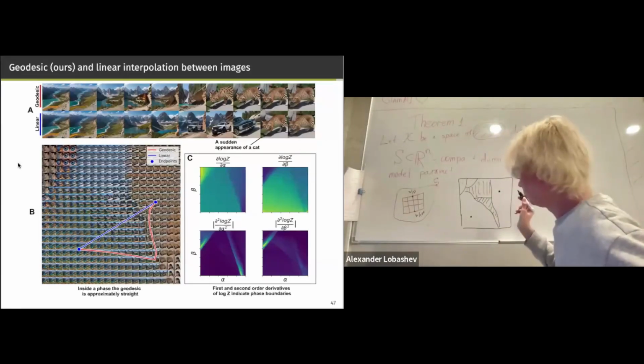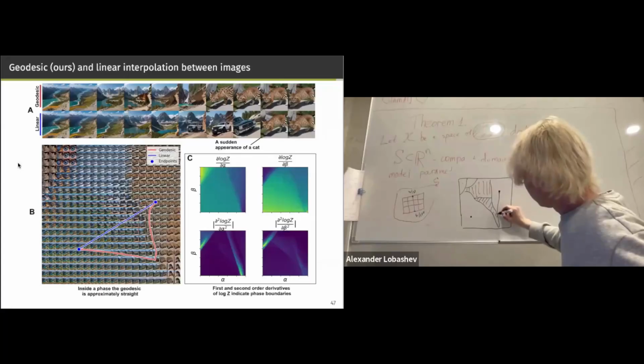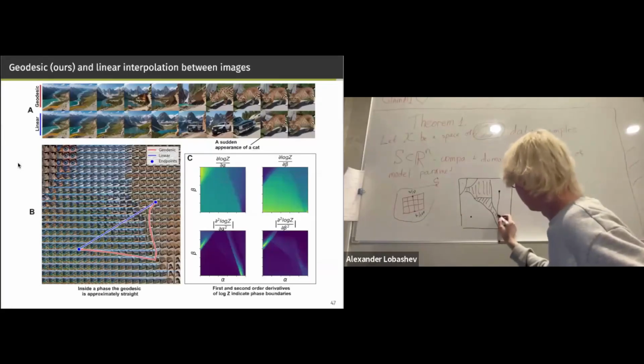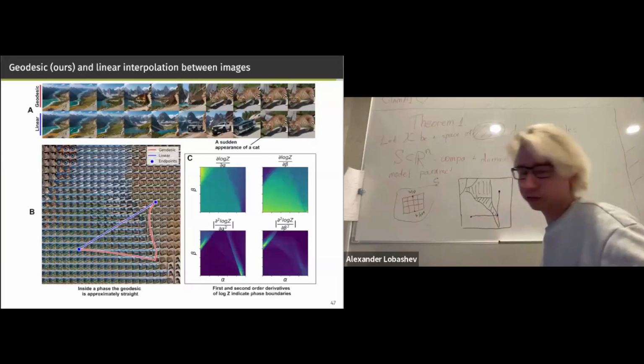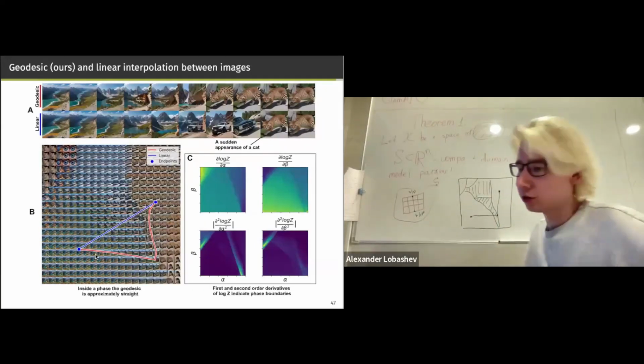So the computed geodesic goes quite linearly in this phase until the boundary. Then we have some abrupt change, and it goes linearly inside the second phase to the coastal region.